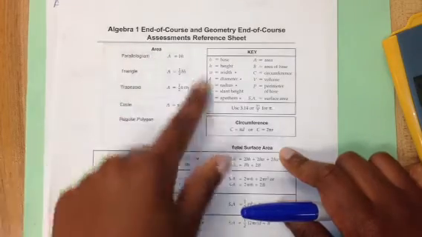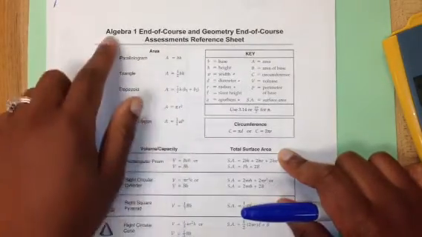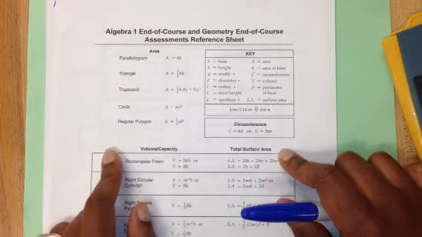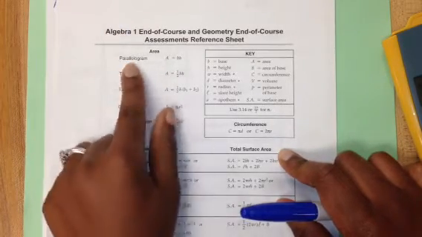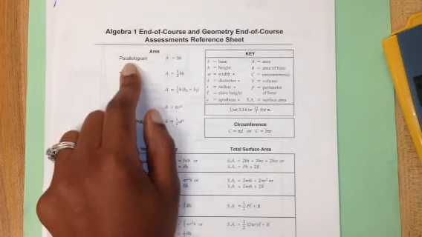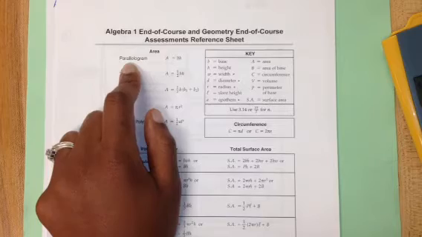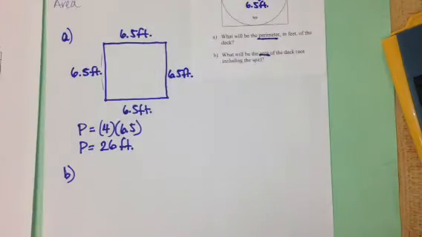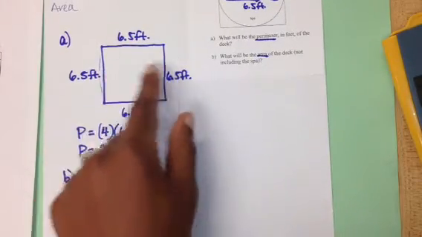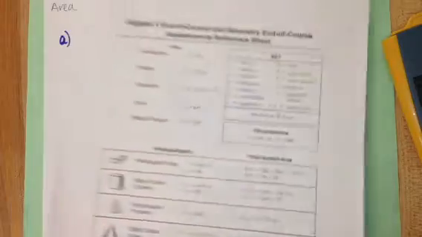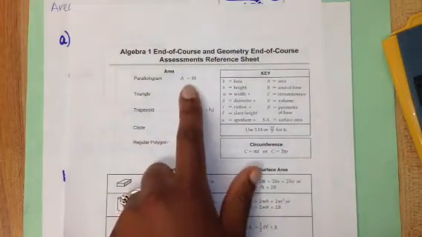So if you look at the top left of our reference sheet, we have several formulas that we can choose from. So the first one says parallelogram. If we remember the definition of a parallelogram, it is a quadrilateral that has two pairs of parallel sides. So if we look at our square here, we have two pairs of parallel sides. So that falls under the formula for the area of a parallelogram.